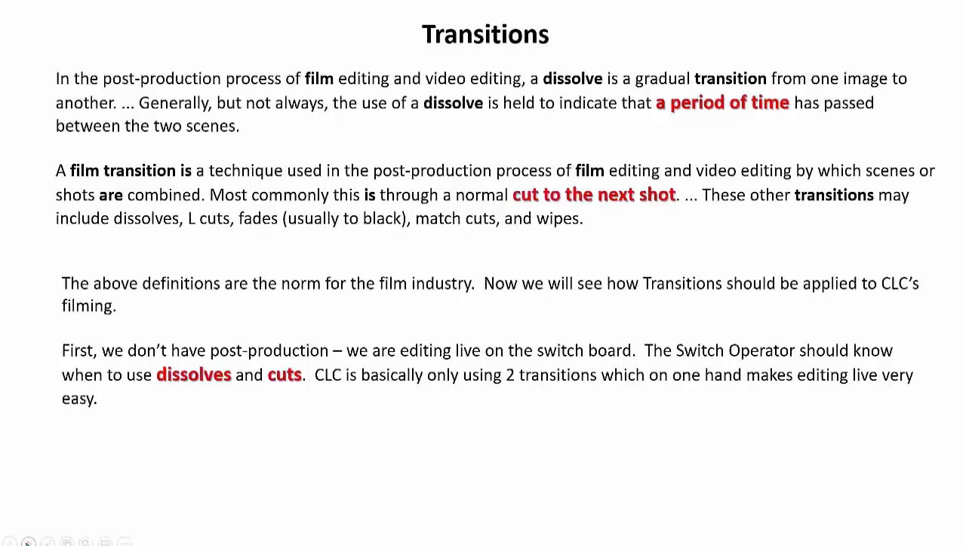First, we don't have post-production. That means filming the entire morning and then coming back and editing. What we have is live, on camera, switchboard editing. So it's like shooting a wedding. You get one shot at this and it's got to be right. We are editing live on the switchboard. The switch operator should know when to use dissolves and when to use cuts. Covenant Life is basically only using two transitions, which on one hand makes editing very easy.